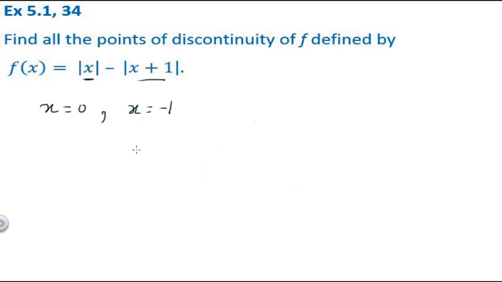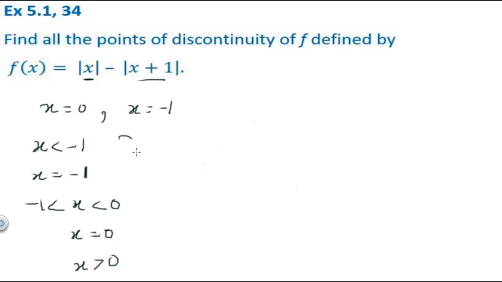So we will check at which points? We will check at x less than minus 1, then x equals minus 1, then between minus 1 and 0, and then again from 0. Clear? x equals 0 and x greater than 0. These are the cases. Now let us combine them and form the functions.